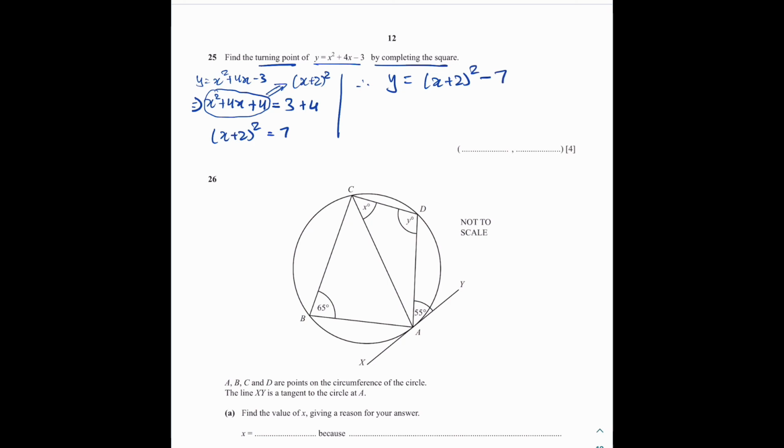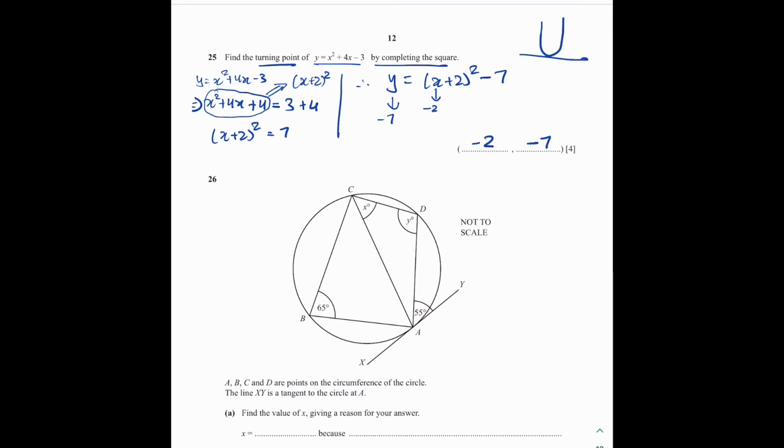And turning point, as I said, if you have a function like this, our function is going to be similar to this, a parabola. For finding the minimum value, basically we want this x squared value to be 0. That's when y will be at its minimum. Because anything you put here, it's never going to go above -7, if that makes any sense. And that's only the case when x is equal to -2, and when x is -2, y is -7. So your turning point is -2, -7.